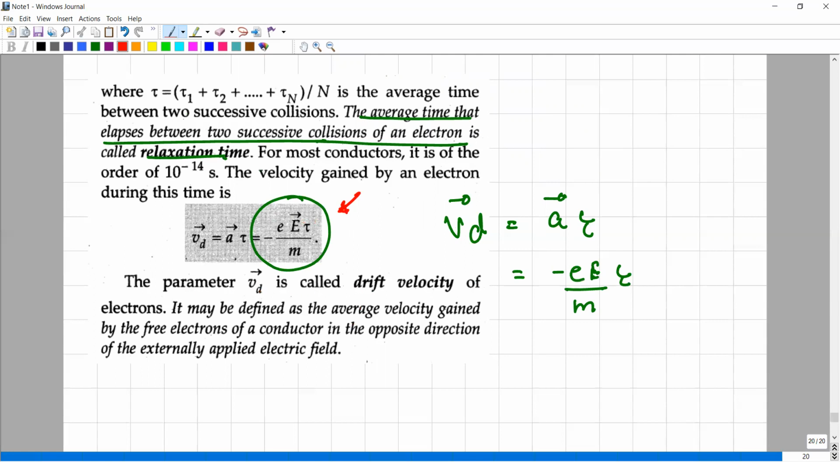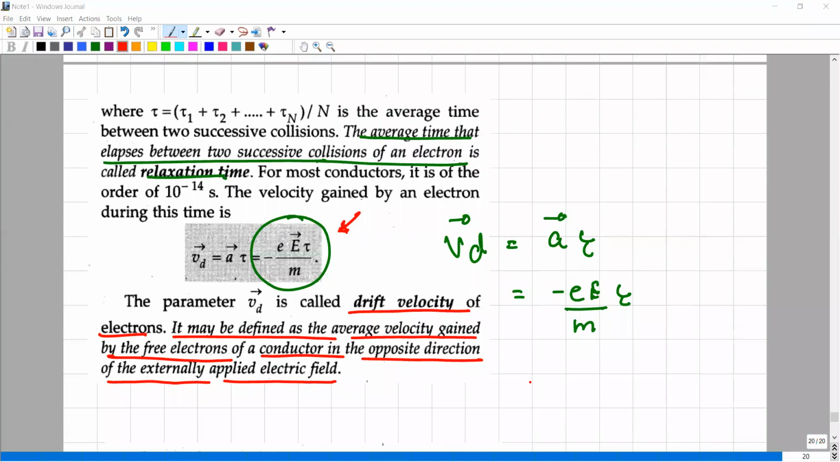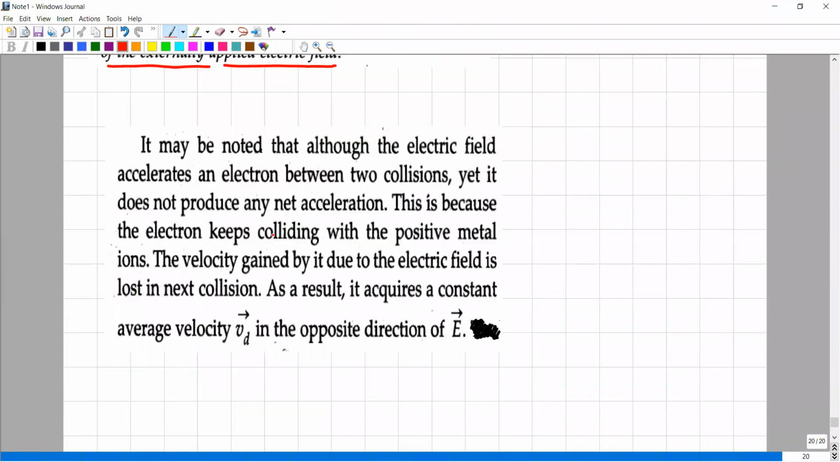So the drift velocity of an electron may be defined as the average velocity gained by the free electrons of the conductor in the opposite direction to the externally applied electric field. Very simple definition. Now read this paragraph very carefully.